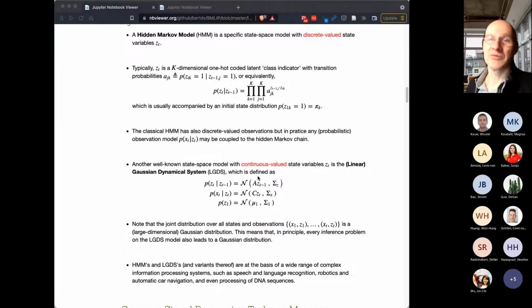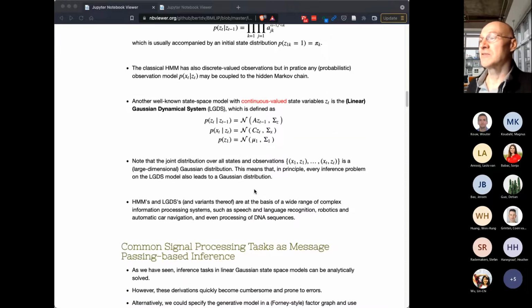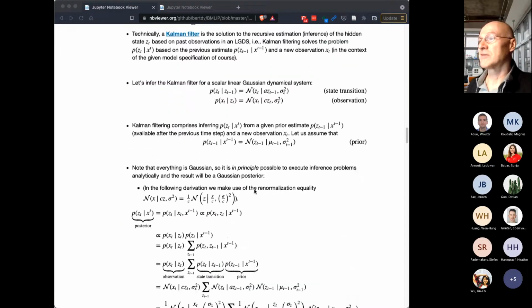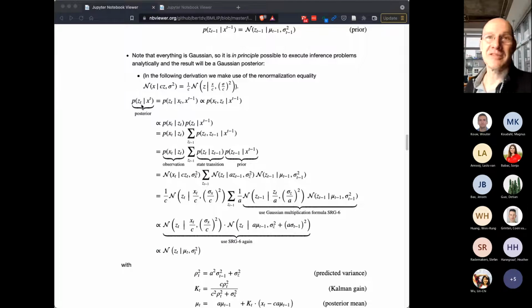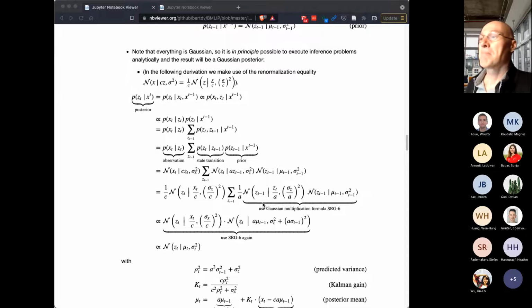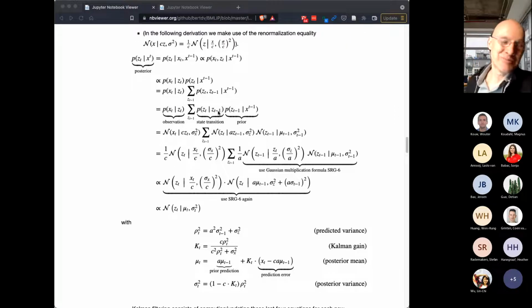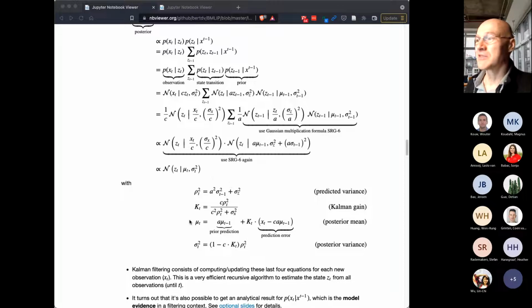Use a very typical, widely used model, a linear Gaussian dynamical system. Everything is linear and Gaussian. In that case, you can derive the posterior for the state given the past observations. It's quite nasty to derive because you have to use these Gaussian multiplication formulas. But in principle, it's straightforward, right? If you have this table lying next to you on your desk, it's pretty straightforward. And then you come up with these equations, and you can check that in the literature.